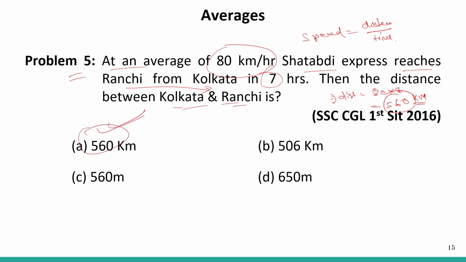So option A is correct. 560 meter is wrong because here everything is written in kilometer and hours, so there will be no conversion from kilometer to meter. So it will be 560 kilometer. 506 is wrong. 650 is also wrong.